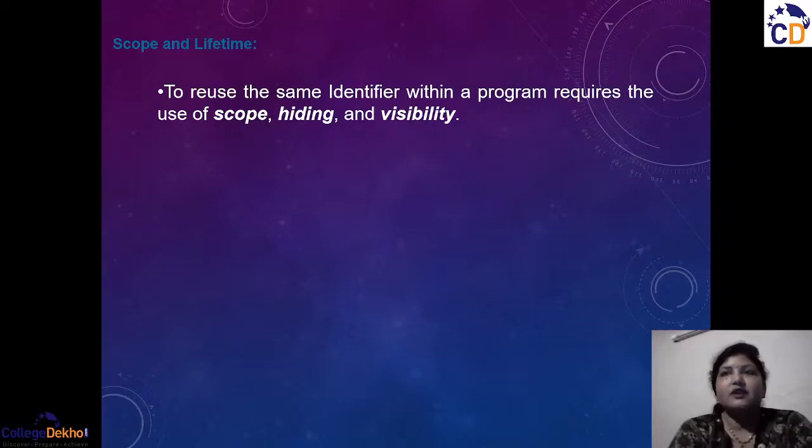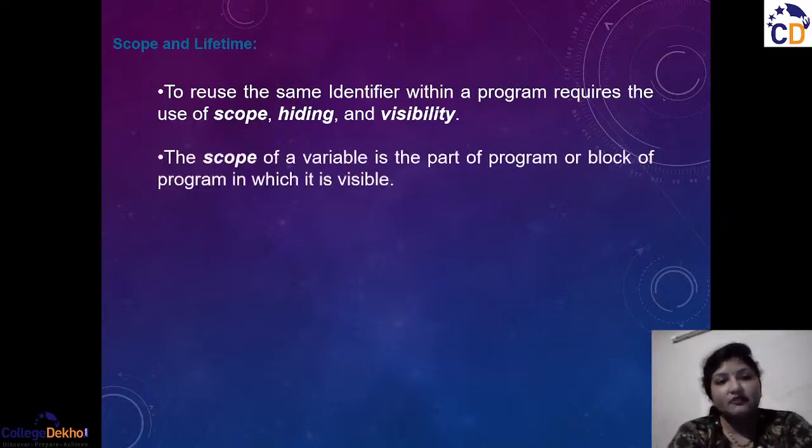So the variable could be a local variable, or it could be a global variable. If we are defining it as global or local, it defines the scope of the variable. The next thing is where the variable is defined, within the scope or outside the block. The scope of a variable is the part of a program, or block of a program, in which it is visible. If you put it in a particular function, its scope is local. If you put it outside the function, the scope would be global.